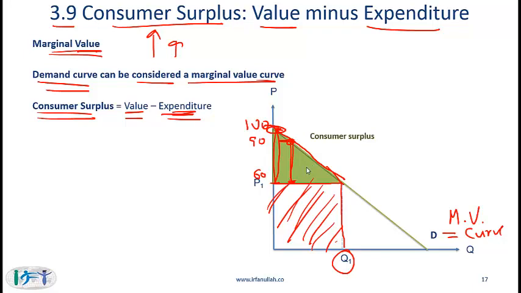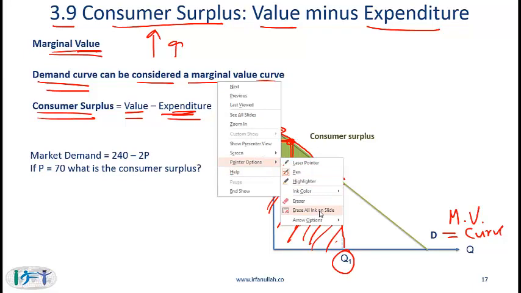If you look at this from the overall market perspective and you say this is the market demand curve, then the market demand curve represents the value to the consumers. This part in red represents the cost or the expenditure incurred by consumers, and the green region would be the benefit or the consumer surplus.